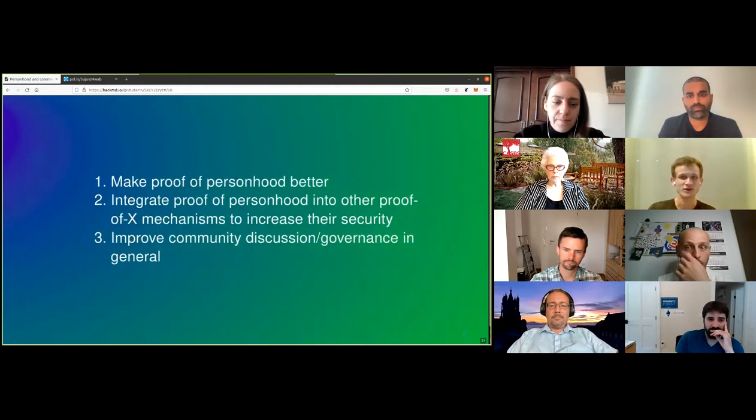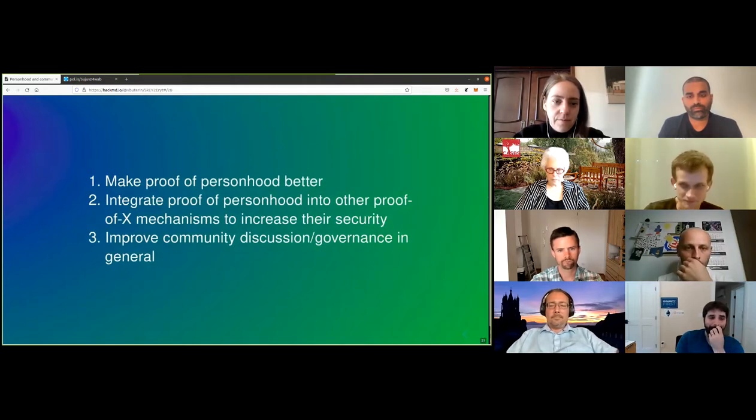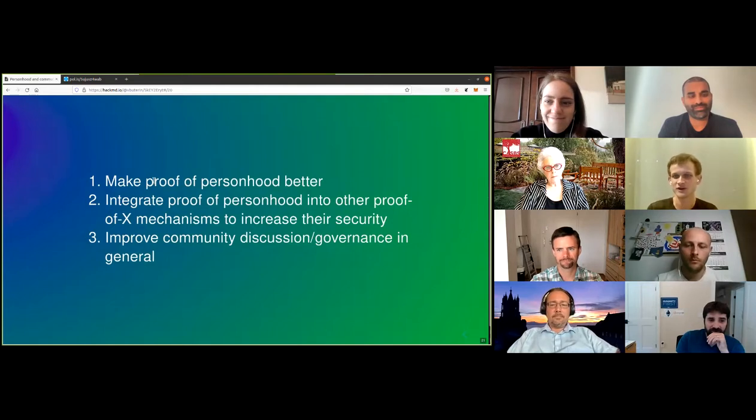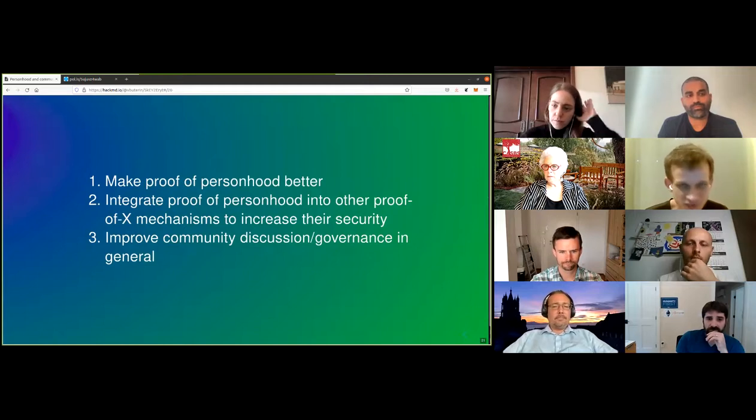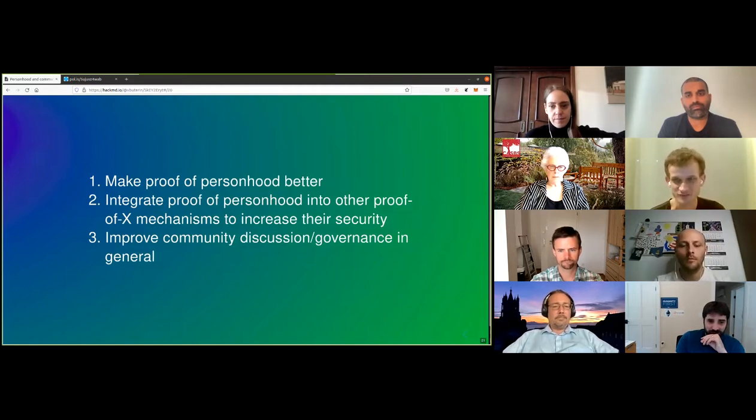So where do we go from here, right? I think there's a few things that we can do. One is to make proof of personhood better. Two is to actually integrate proof of personhood into these other proof of X mechanisms. So actually make a POAP that's dependent on having a proof of personhood of some kind, and actually make quadratic funding depend on proofs of personhood. That's been happening. Gitcoin grants have been improving their Sybil protection for some time now. And just improve community discussion and governance in general, right?